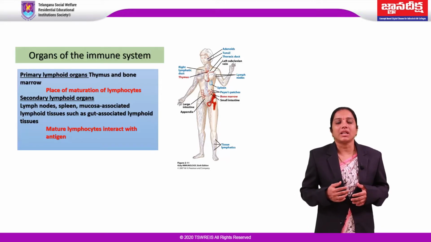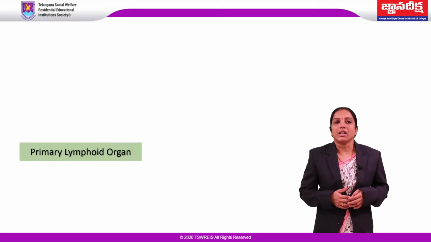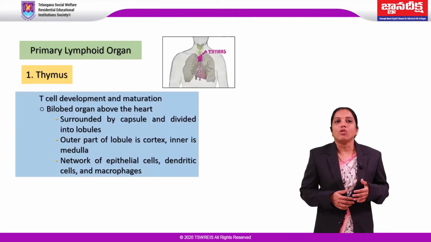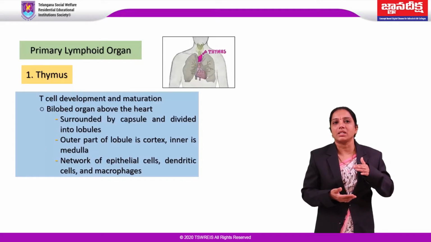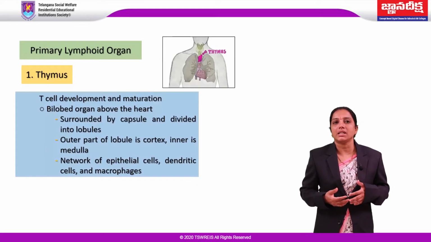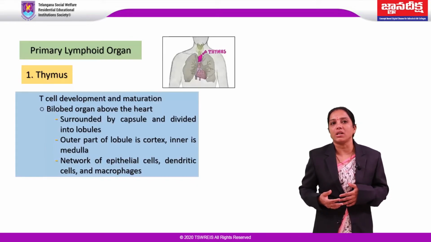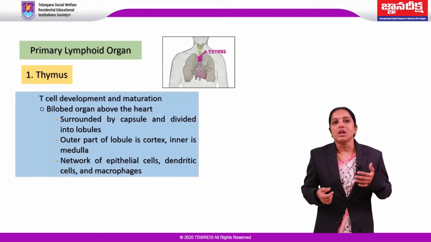And next is about the thymus, that is the primary lymphoid organ. It is a bilobed organ situated above the heart region, and it is surrounded by a capsule. Thymus is divided mainly into two parts. The outer part is called the cortex and the inner part is called the medulla. And inside of it has a network of epithelial cells, dendritic cells and macrophages. In the slide you can see clearly its structure, and T cell maturation takes place in the thymus.